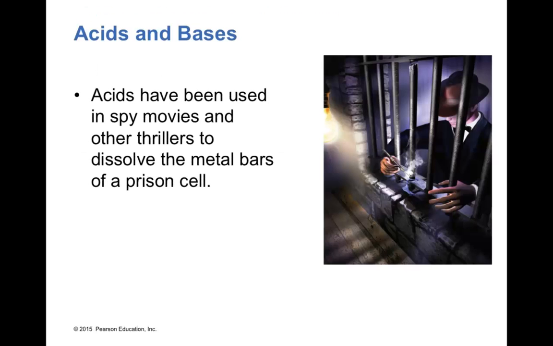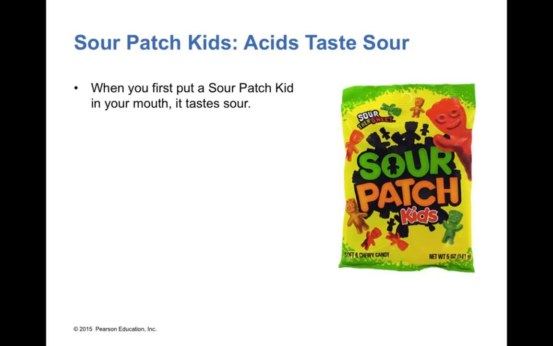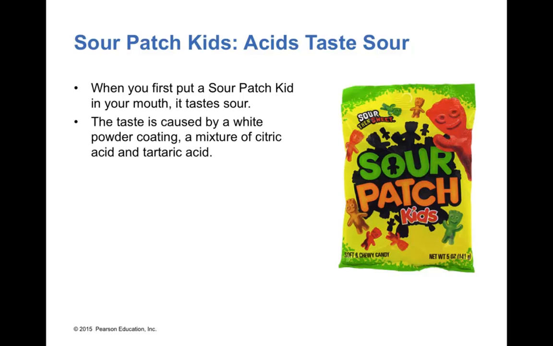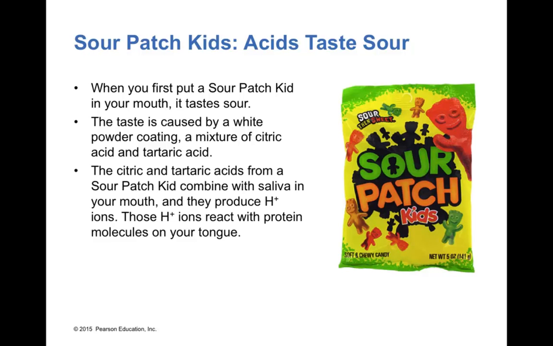Acids have been used in spy movies and other thrillers to dissolve the metal bars of a prison cell. When you first put a Sour Patch Kid in your mouth, it tastes sour. The taste is caused by a white powder coating, a mixture of citric acid and tartaric acid. The citric acid and the tartaric acid from a Sour Patch Kid combine with saliva in your mouth, and they will produce the H+ ions, or protons. Those proton ions react with protein molecules on your tongue and give you that taste of sour.